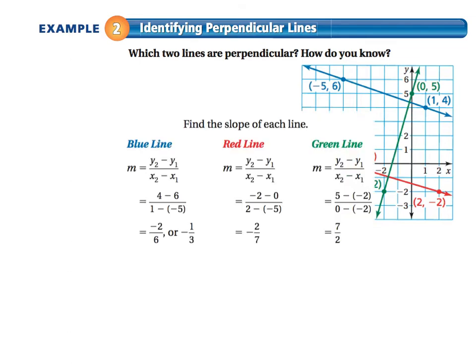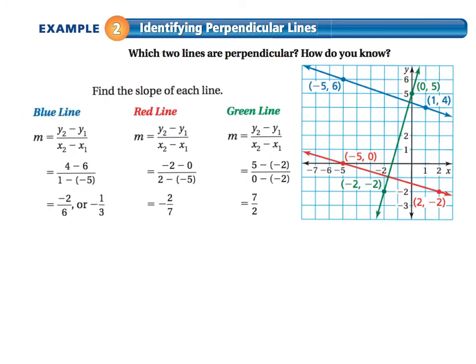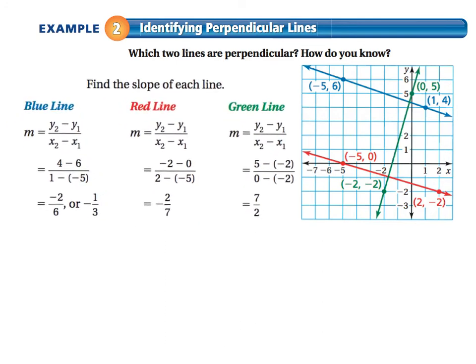So I'm just going to go ahead and put the slopes down. Here they are. If we subtract my y values in the blue line, 4 minus 6 is -2. 1 minus -5 is 6. You will get -1/3. The slope of the red line is -2/7, down 2, right 7. And the green line is up 7, right 2.